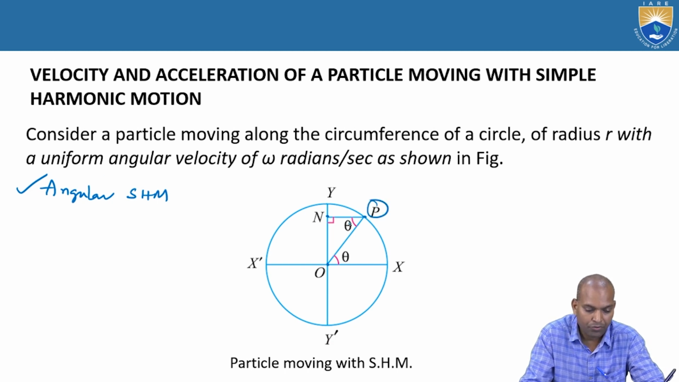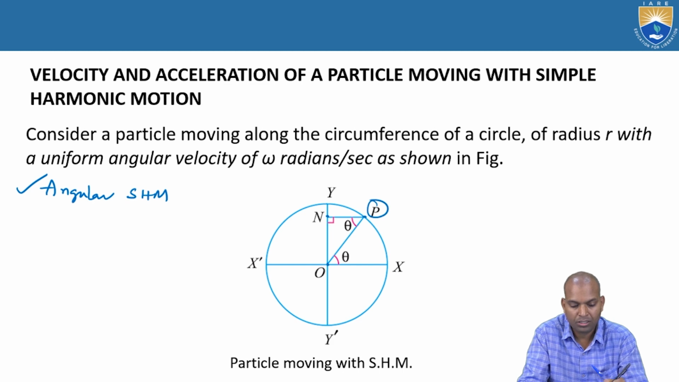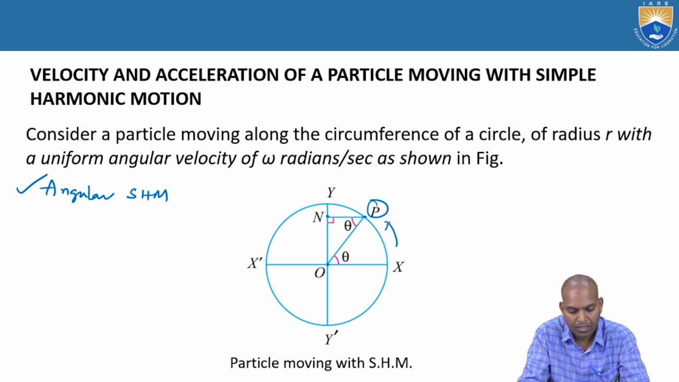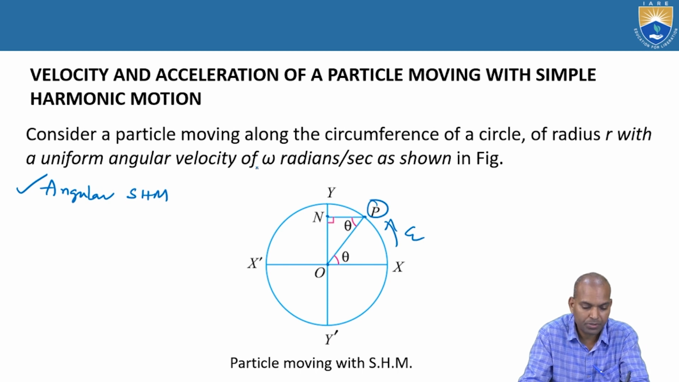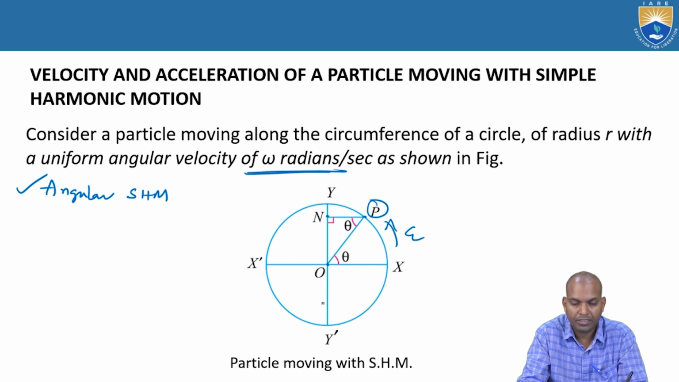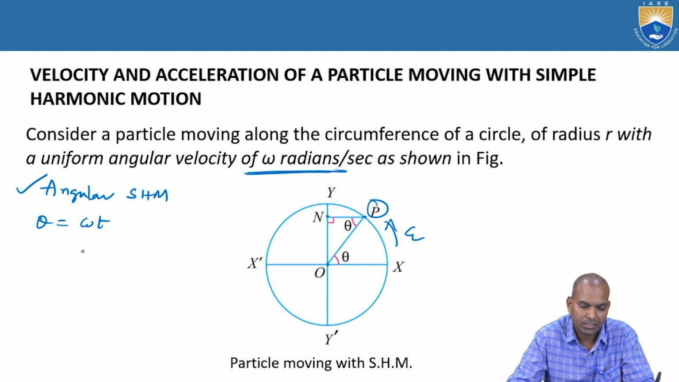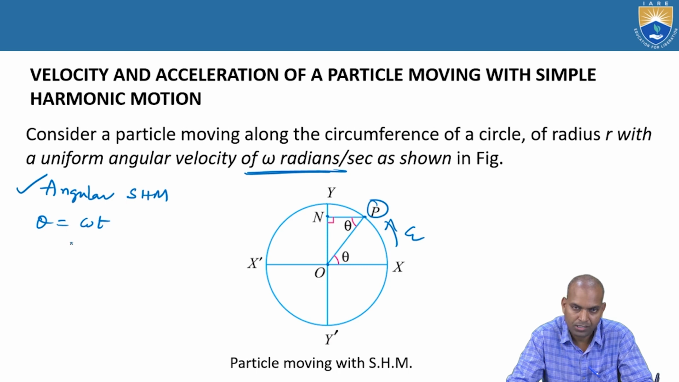Now we are considering the particle moving in a circle along the circumference of a circle which has a radius r, with a uniform angular velocity omega radians per second. It is shown in the figure here. The theta equals the angular displacement, theta equals omega times t, where t is the time and omega is the uniform angular velocity of the particle.